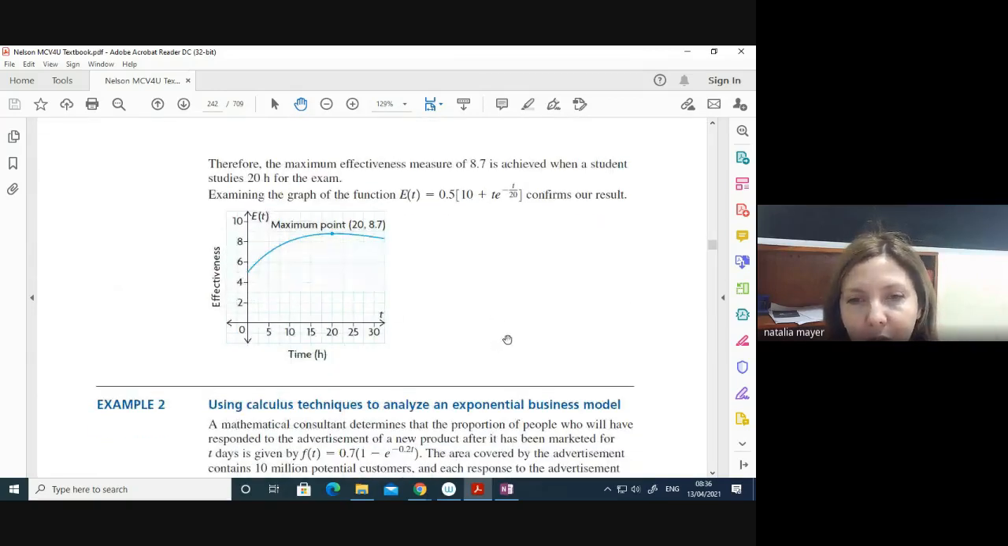Do you have questions? This is just a graphical representation of it. So if you graph this function, this is what you will see. It has this point, although it's quite flat, but there is a highest point, a maximum point, and it matches the algebraic solution. If you have questions, ask, please.